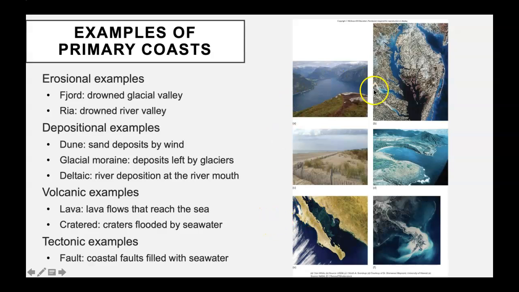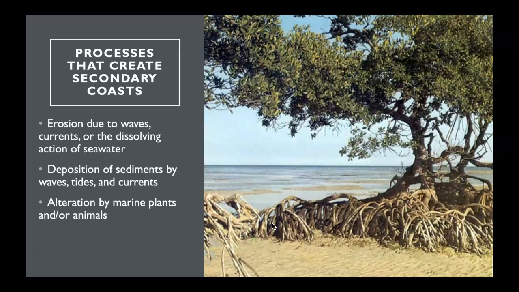So those are examples of influences by what's happening on the continents, and that is reflected in the beaches. Secondary coastlines. So this picture here is a mangrove tree, and the mangroves have those really interesting root systems that come off of them, and those are going to trap sediment and create like a mangrove forest at the beach.